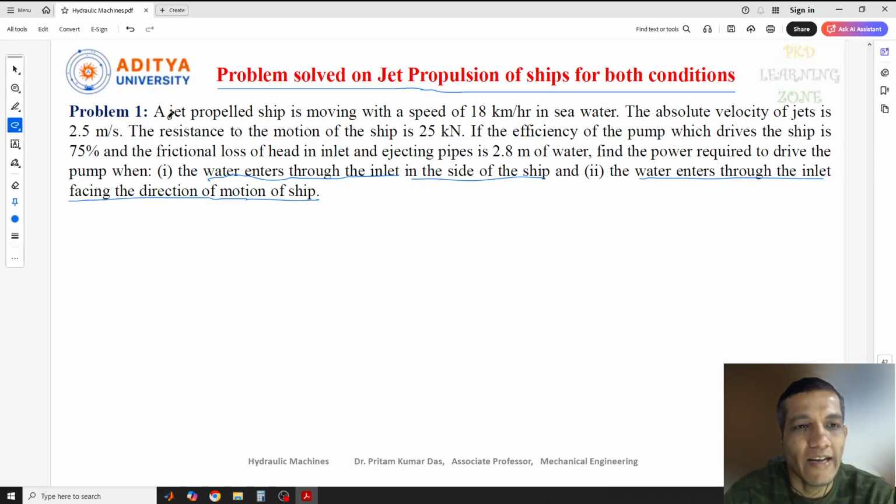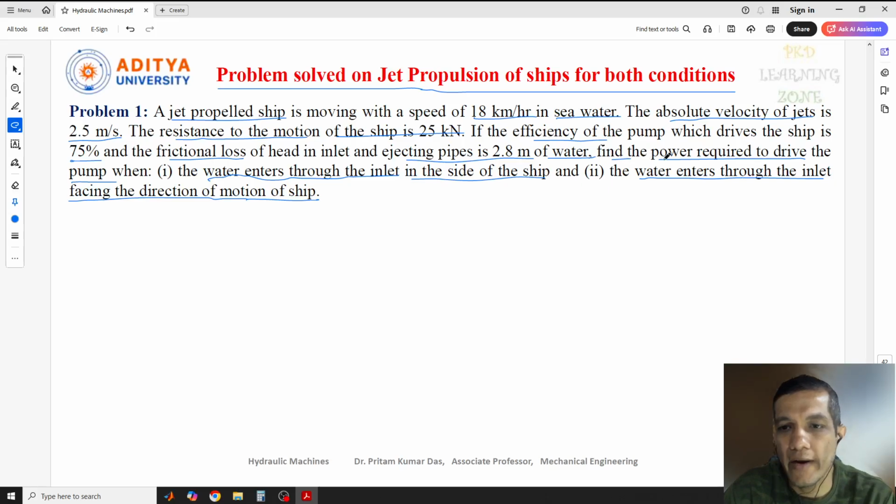The problem is: a jet propelled ship is moving with a speed of 18 km per hour in seawater. The absolute velocity of the jet is 2.5 meter per second, and the resistance to the motion of the ship is 25 kilonewton. If the efficiency of the pump which drives the ship is 75%, and the frictional loss of head in the inlet and ejecting pipe is 2.8 meter of water, find the power required to drive the pump.